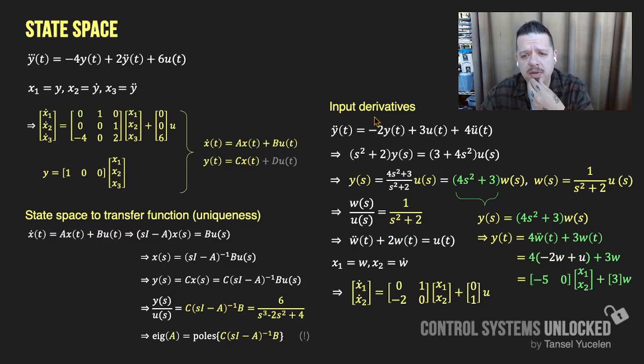Now, the second example is when we have input derivatives. When we have input derivatives in the ordinary differential equation, we follow a procedure that will help us put those ordinary differential equations into state space form. First, we write the transfer function, actually, for this purpose. We take this ODE and transform it to the Laplace domain. We have s to the power of 2 y. I am sending this to the left, 2y, equals 3 multiplied by 4 s to the power of 2 u.